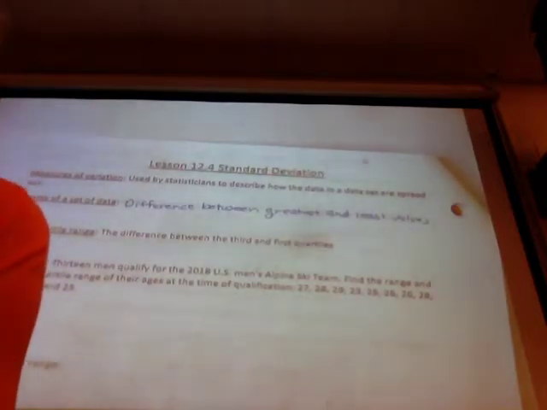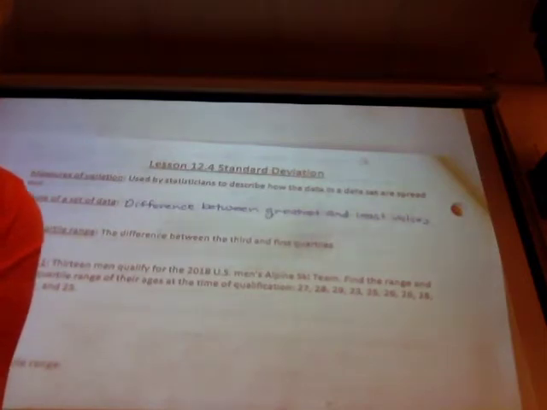The interquartile range. Now remember, we've had range before. It's the difference between the greatest and least. This is the difference between the third and first quartiles. And remember, we had quartiles on our box and whisker plot, right? So if you take the third quartile minus the first quartile, that's called your interquartile range. Quartile 3 minus quartile 1.